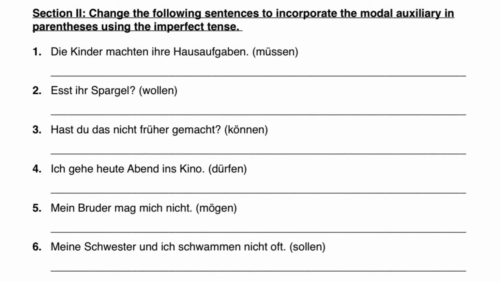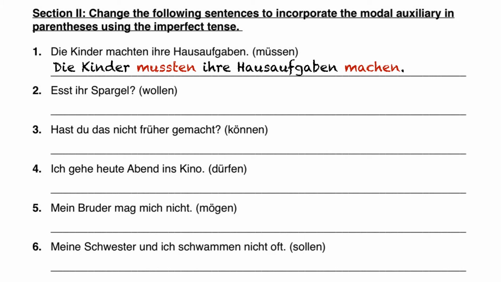If we change it to the children had to do their homework, we have to say, Die Kinder mussten ihre Hausaufgaben machen. Notice that we put the infinitive at the end of the sentence like we did in the present tense, but we conjugate our modal auxiliary differently to indicate that it's the past tense. The children had to do their homework.